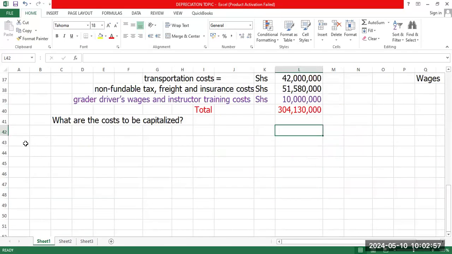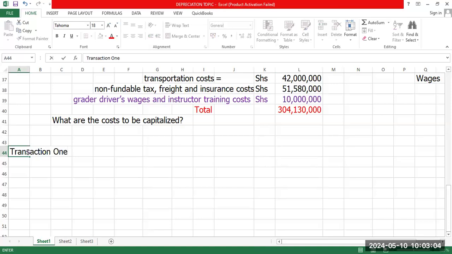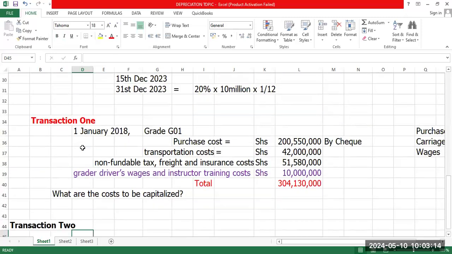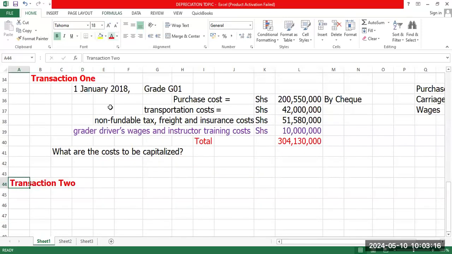So we go to transaction number 2 now. Because once you interpret your transaction very well, doing the numbers is not hard. Transaction number 2, they are telling you that a new grader, now we have another grader, a new grader G02 was acquired on 1st May, date matters a lot.